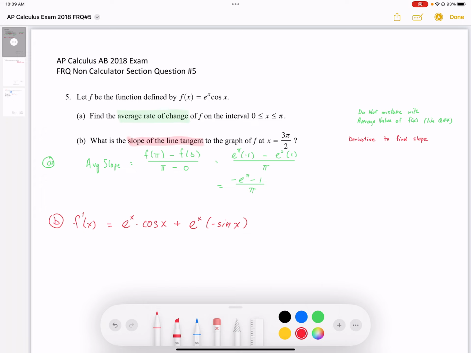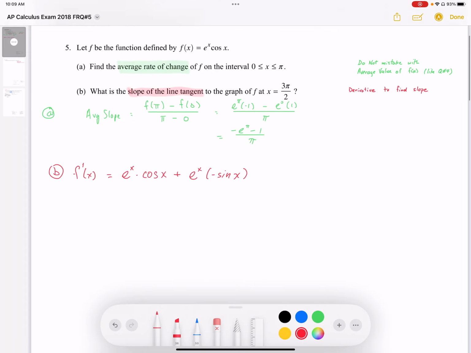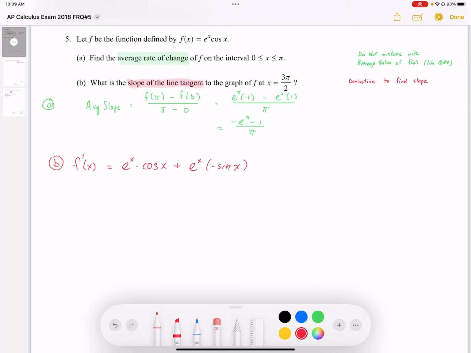Okay, so just the e to the x looks the same in both terms, but one is a derivative and one is the original function, because the derivative of e to the x just happens to be itself. So we're going to simplify this expression. I'm just going to factor out e to the x. And then we have cos x minus sine x.